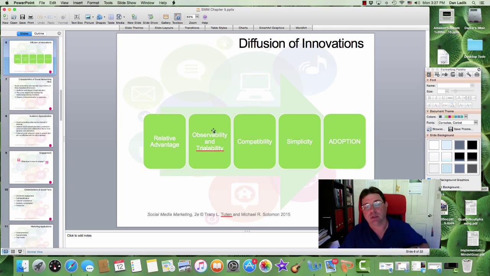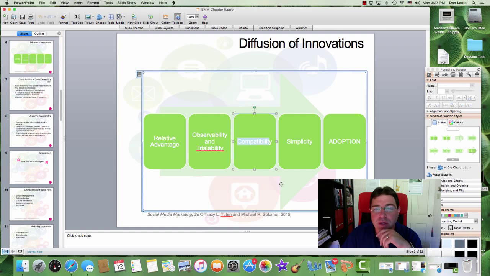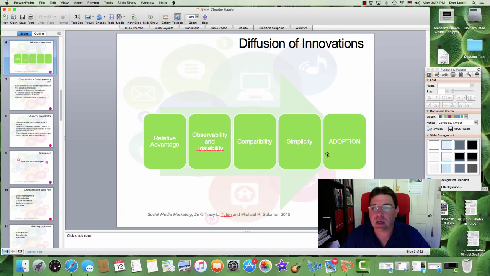Observability and tryability. If you see lots of other people using this new product or service, if it's easy for people to try this new product or service, then guess what? It's going to diffuse, it's going to be adopted quicker. Compatibility. How compatible is the new product or service versus the existing? The more compatible it is, so that you don't have to really change your behavior all that much, the easier it will be to adopt. And is it simple and straightforward? If it's too complex, a lot of people won't look into it.